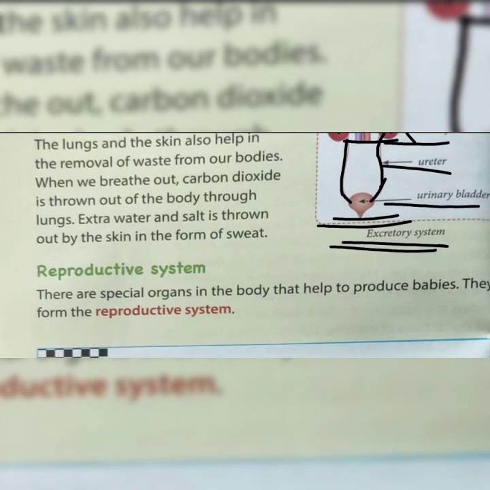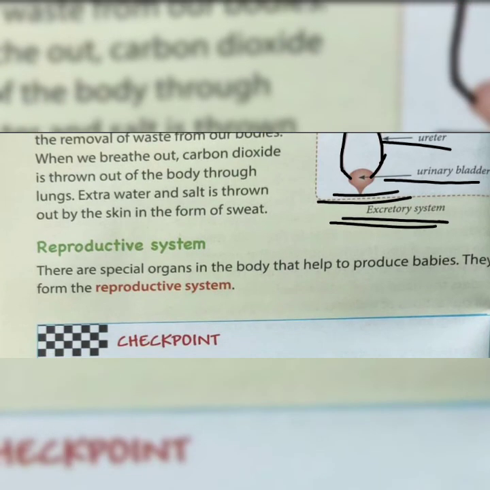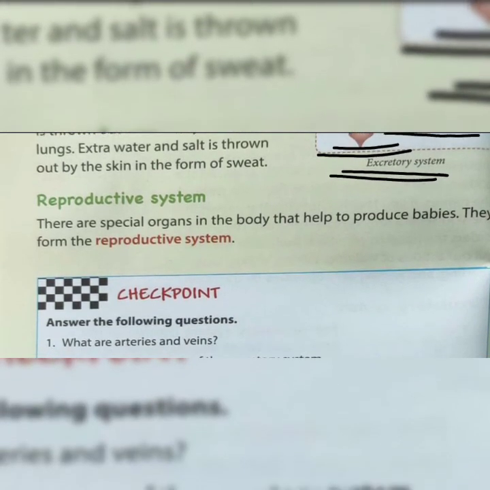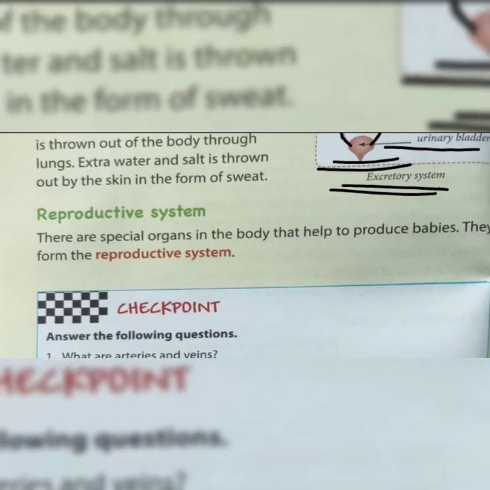Next, the reproductive system. There are some special organs in the body that help to produce babies. They form the reproductive system. Okay.